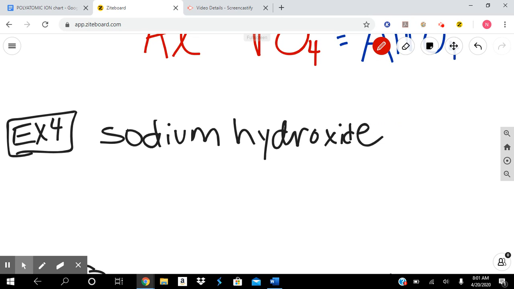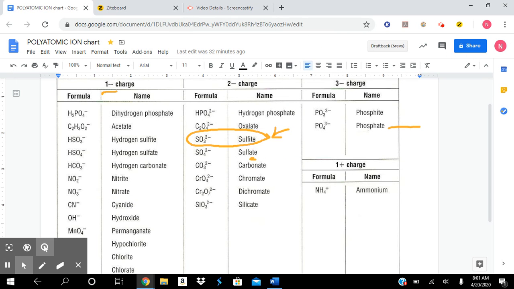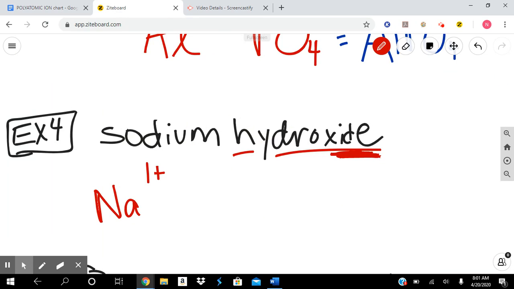Sodium hydroxide. Sodium is in group 1. What does it have? It has 1 valence electron. That's a monatomic ion. Next, though, we have hydroxide, and it sounds like it might be an element, and it ends in "ide." Don't let that fool you. There's no hydroxide element on the periodic table. Hydroxide is right here. It is a polyatomic ion. It's OH 1-.